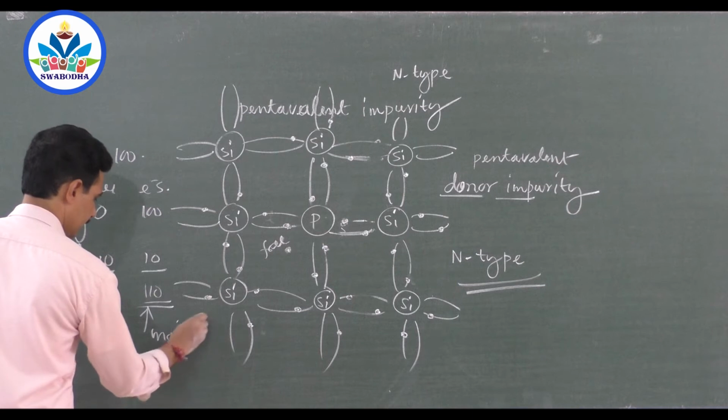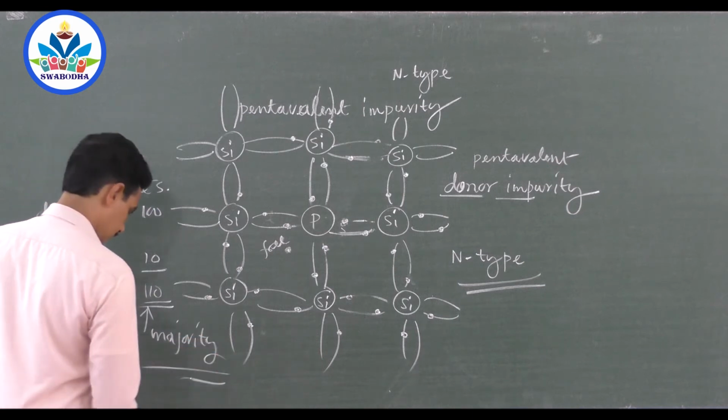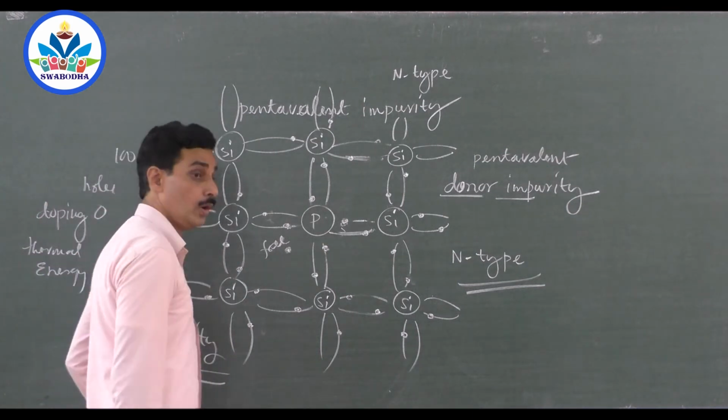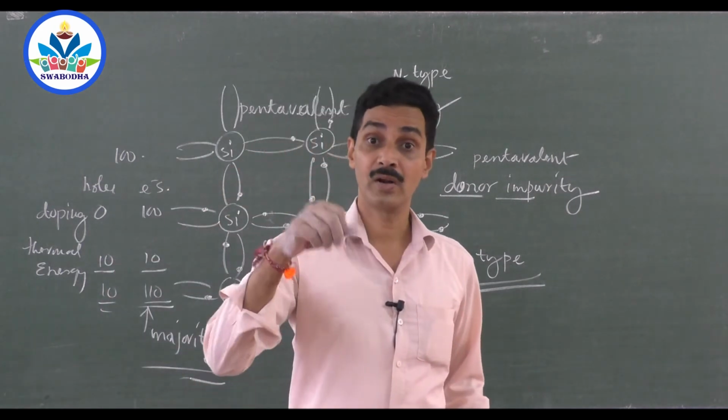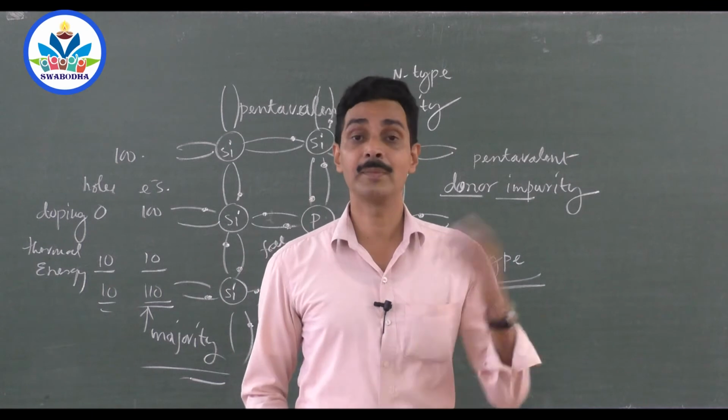So there may be a few holes also in an N-type semiconductor. But remember, these holes are not because of doping, they are because of thermal energy.